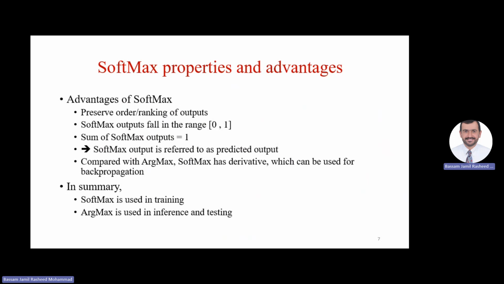Okay, so what are the advantages of softmax? It preserves ranking, meaning the largest value will have the largest output of a softmax. Softmax has a range from 0 to 1. The sum equals 1, right? And also it has a derivative. That is the key star here.